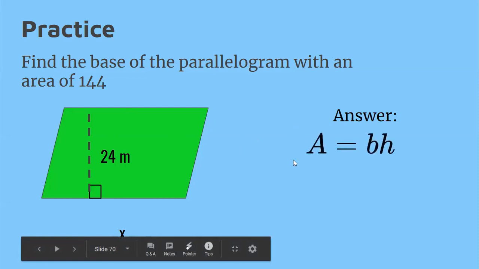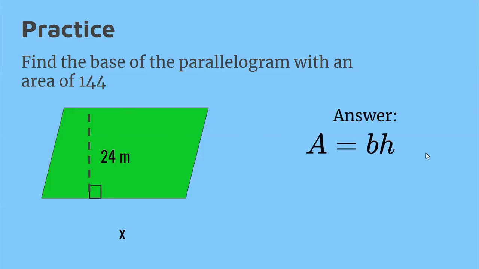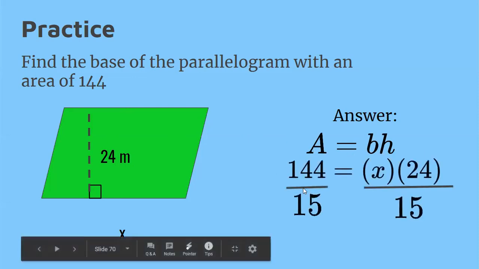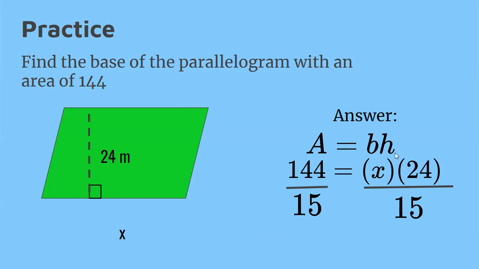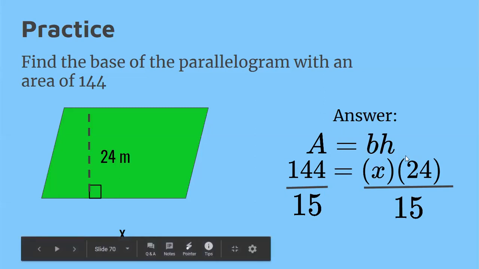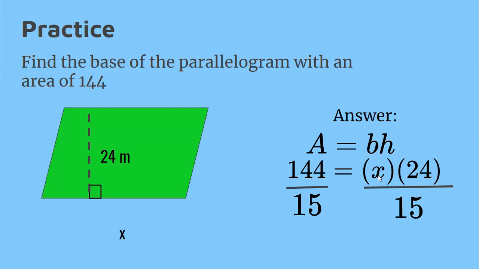So we first start out with the formula. Area equals base times height. Once again, plug in everything. So don't mind these two 15s at the bottom. Mind these: 144 equals x times 24. So then we plug x equals base into the base and 24 into the height. So then you should get 144 equals x times 24.